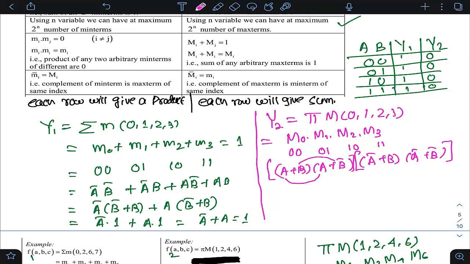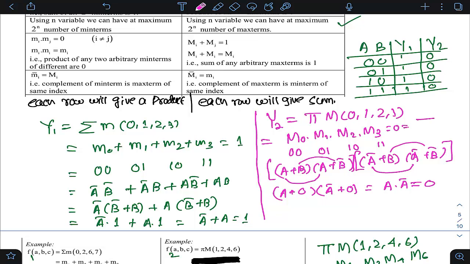So this answer is A plus B dot B bar, which is 0. Similarly, in the next case, A bar plus B dot B bar is 0. So this is A plus 0, dot with A bar plus 0, which is A dot A bar, equal to 0. So what is happening then? This is equal to 0.